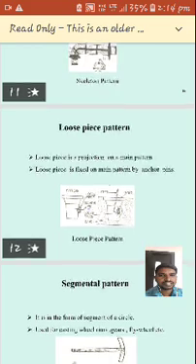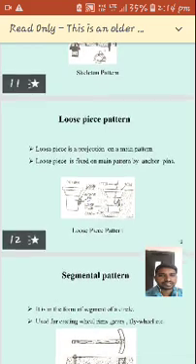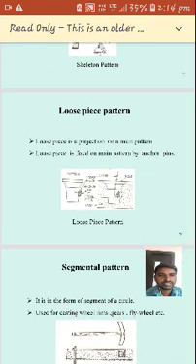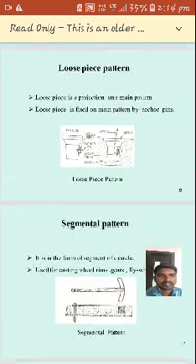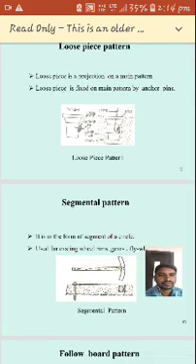Then the loose piece pattern. A loose piece is a projection on the main pattern. The loose piece is fixed on the main pattern by anchor pins. Using an anchor pin, we can get the projection inside the casting. This is very important. That is the loose piece pattern.